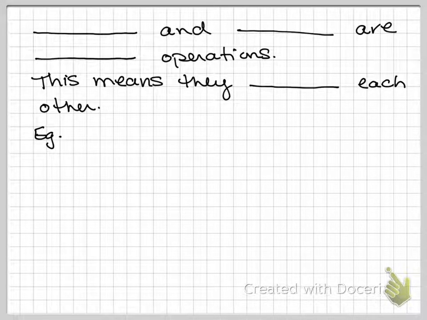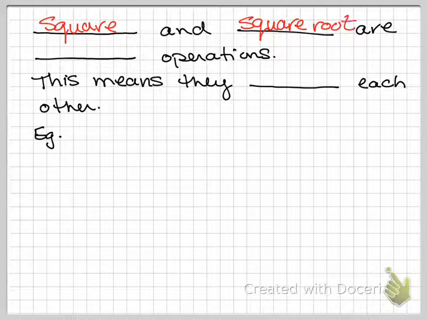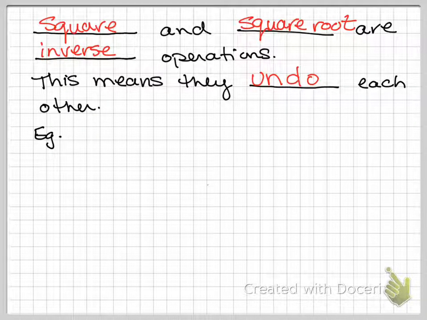So as I mentioned, when we square a number and square root a number, these are what we call inverse operations. And what this means is that they undo each other. So for example, if we are trying to find the square of 4, 4 squared is equal to 4 times 4, which equals 16.